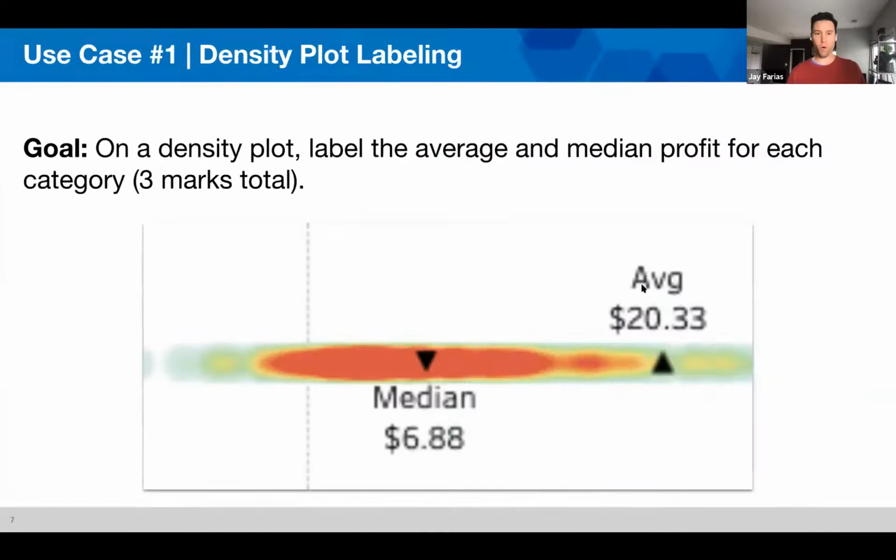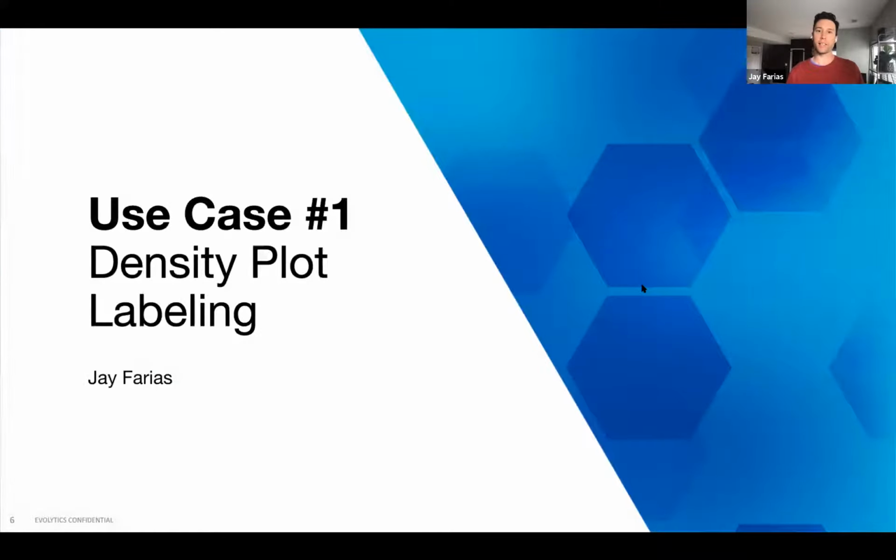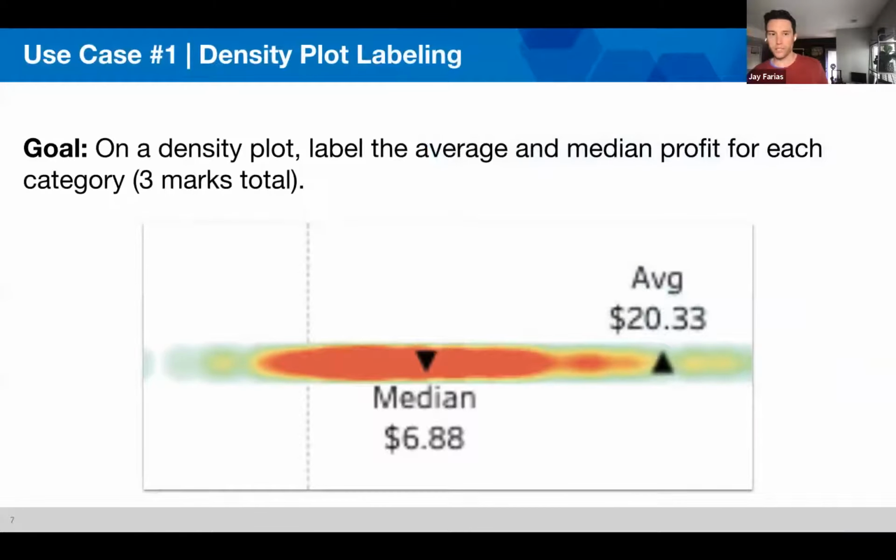So use case number 1. This is mine that I had an idea for a couple months ago. And this was labeling a density plot. So the goal here was on a density plot, they wanted to label the average and the median profit for each category. So we needed 3 marks. We had a mark for our density plot, a mark for our average and a mark for our median. And so, with a dual axis, this wasn't possible. You could do it with a reference line, but that looked kind of weird, right?